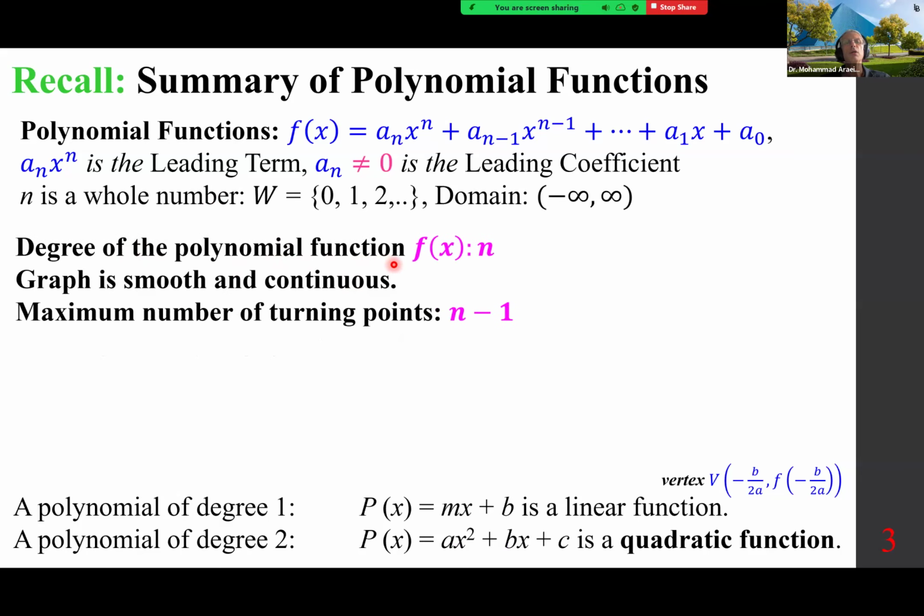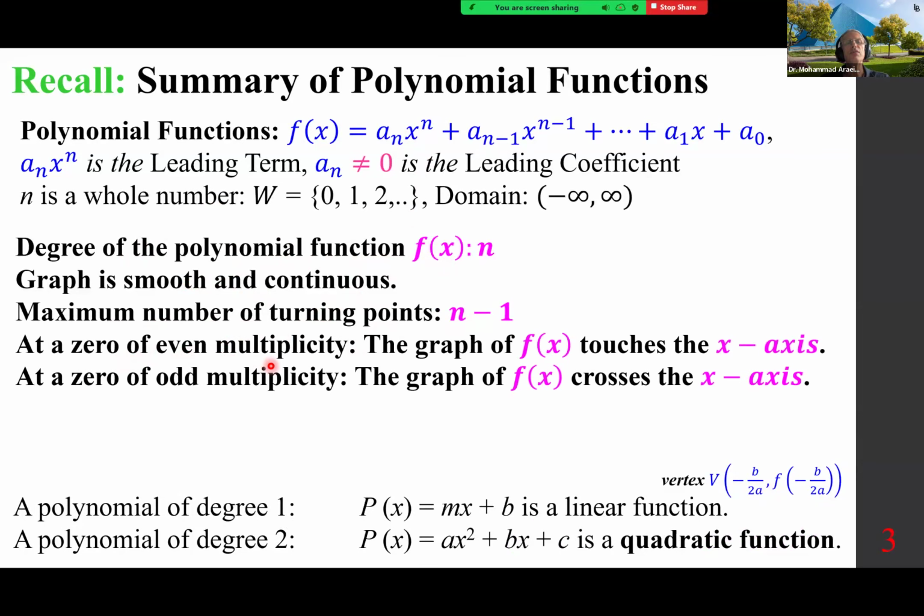The degree of the polynomial function f of x is n. The graph is smooth and continuous. There is no hole, there is no sharp corner, there is no discontinuity. The maximum number of turning points is n minus 1. Turning points refer to max and min extrema.